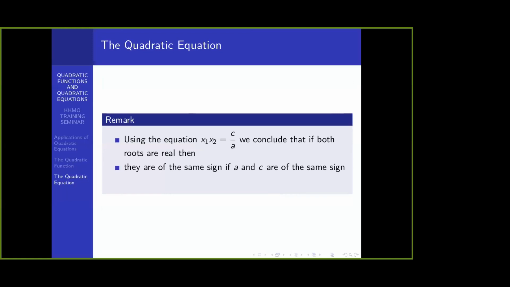So we can make a few remarks. Since we know that the product of the roots should be c over a, if both roots are real, then they must be of the same sign if a and c are of the same sign. Why do we say that? If the roots have the same sign, then their product will be positive. That means c over a must also be positive, and that can only happen if c and a are either both negative or both positive.